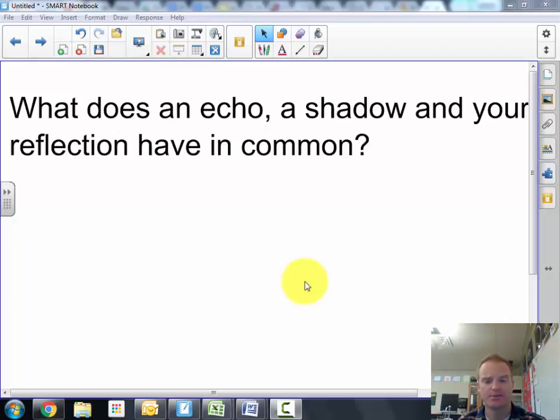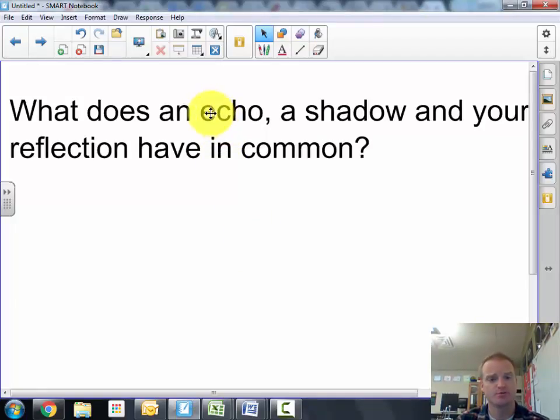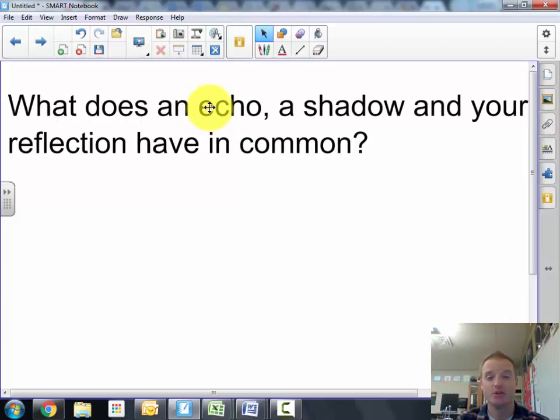In section 1-3 we're talking about waves: light waves, sound waves, and a big question. You don't have to write this question down. If you write it in your notes when I check them in class, I'll know you were not listening. The question for these notes is: what does an echo, a shadow, and your reflection have in common? What is related? What ties those three things together? Maybe you'll get an answer in your own head after you watch these notes.